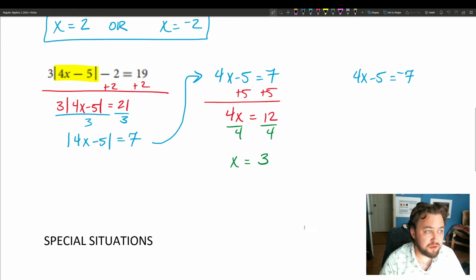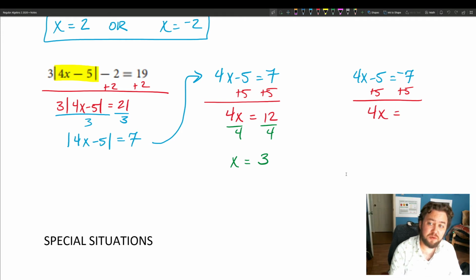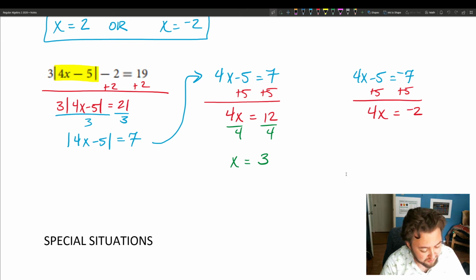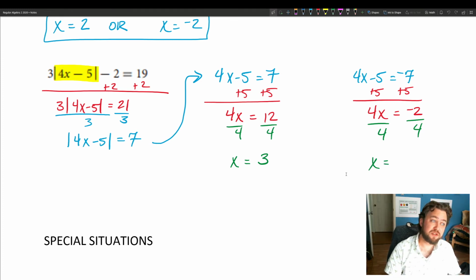Let me see if I can scoot over a little bit here. Go ahead and add the 5 to both sides. So plus 5, plus 5. 4x, this time negative 7 plus 5 is going to be negative 2. I'm going to divide by that coefficient 4. And I get that x equals negative 2/4, which I'm going to reduce because I'm a good mathematician. And that's really just negative 1/2.